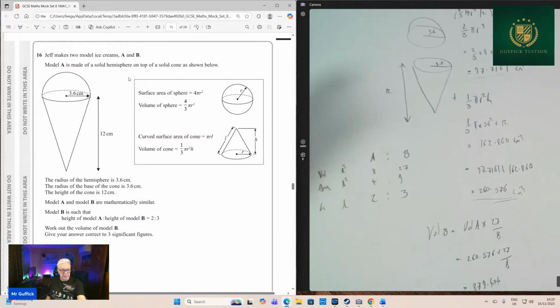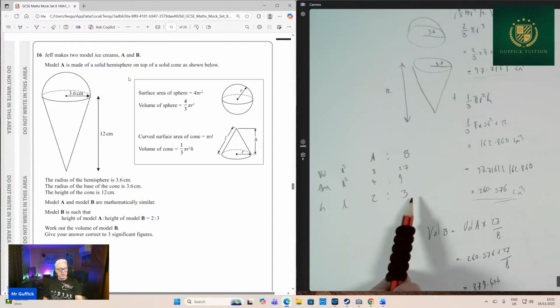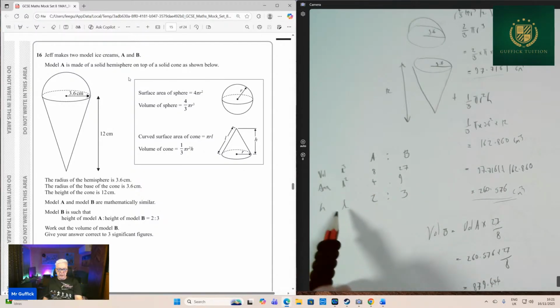Right, now what do they tell us? They tell us some information here about ratios and stuff. What do they tell us? They tell us that A and B are similar, and they tell us that the heights are in the ratio of 2 to 3. So between A and B, the heights are in the ratio 2 to 3. Okay, so that is the length there in the ratio 2 to 3.